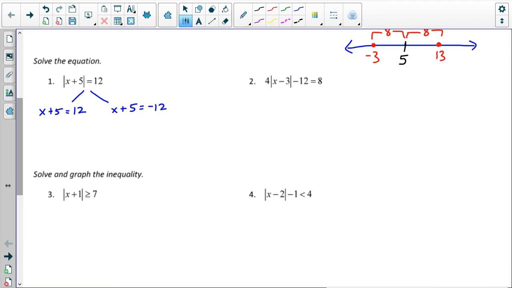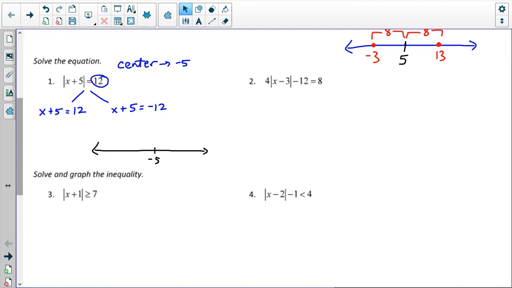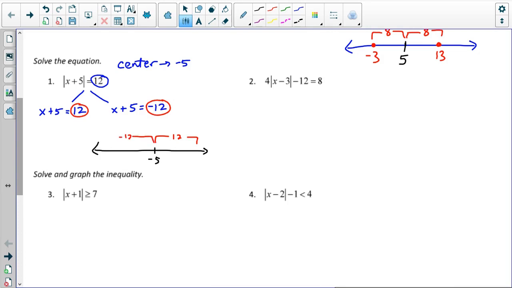That is because if something is 12 units away from the center, notice that my center in this problem is going to be negative 5. What I can do is draw a number line where my center is negative 5, and I know that my distance is 12. So since a distance is 12, that means I can go to the right 12, or I can go to the left 12, which ultimately is why algebraically we set up two separate equations where x plus 5 equals 12 and x plus 5 equals negative 12.